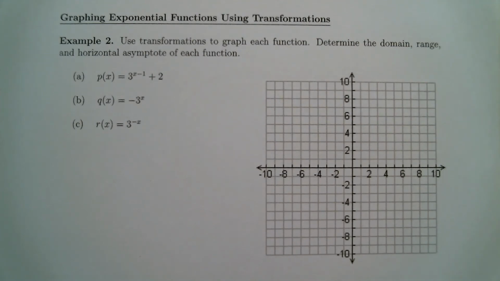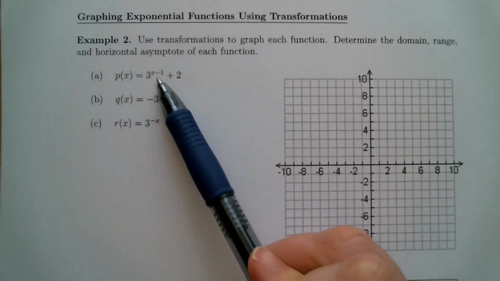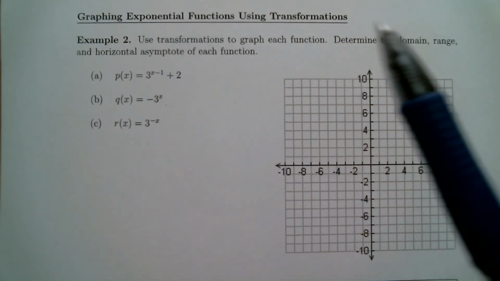Okay. So here in example 2, it says use transformations to graph each function, and then after we graph each function, we're going to state its domain, range, and horizontal asymptote. All right, so we've got p of x is equal to 3 to the x minus 1 plus 2. q of x is equal to negative 3 to the x. And then r of x is equal to 3 to the negative x. If you notice, these are all exponential functions. The x is in the power.